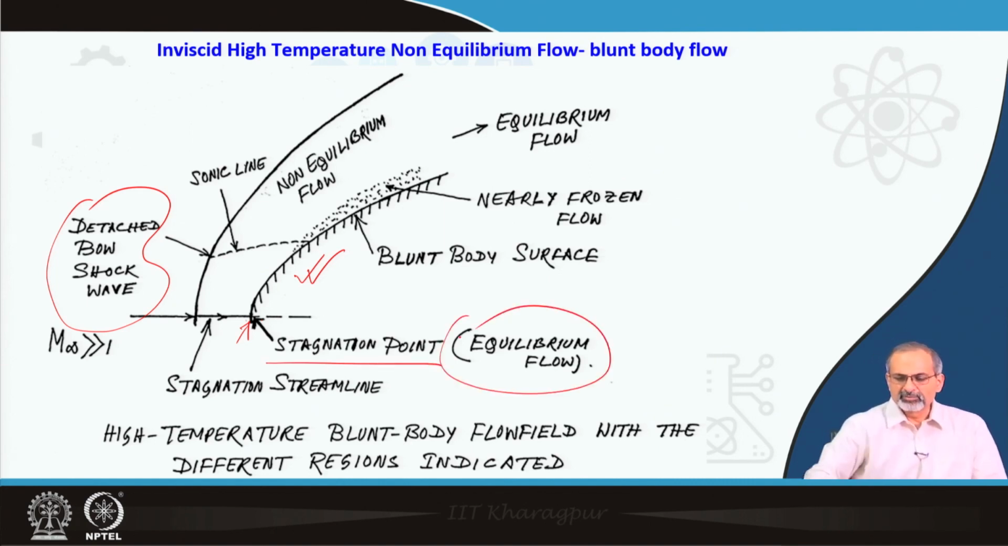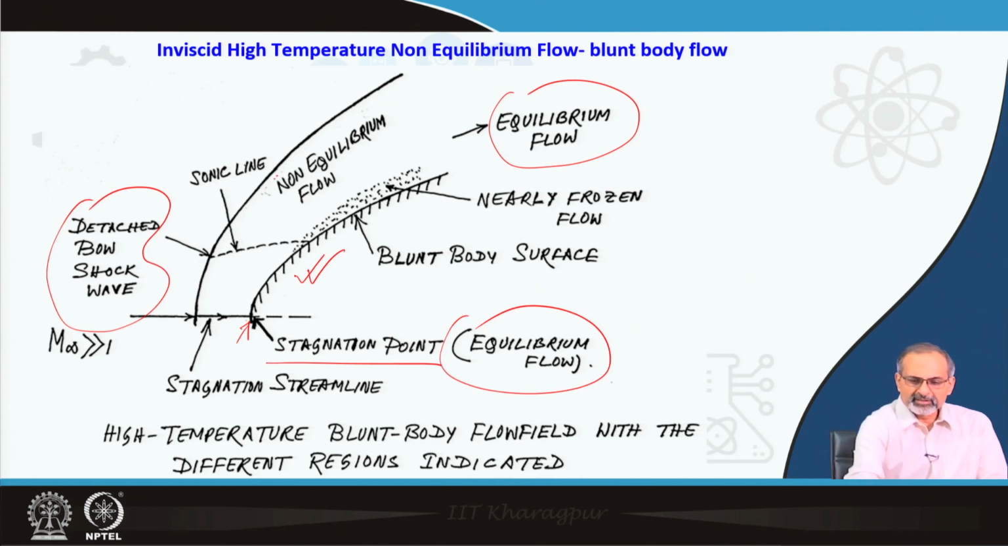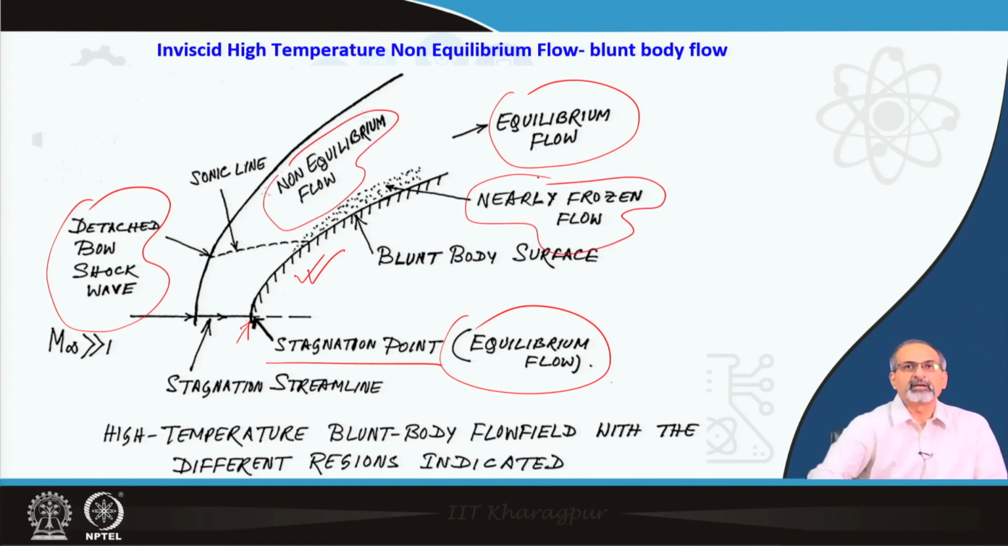We have marked it as equilibrium flow here. Again, we have marked an equilibrium flow somewhere downstream over here. We have intermediate regions where non-equilibrium flow and frozen flow also have been marked. An interesting region is the sonic line, which is dotted here, and we need to understand the behavior of the flow field and the corresponding nature of the chemical reactions which occur in the gap between the shock and the body, which is the shock layer.